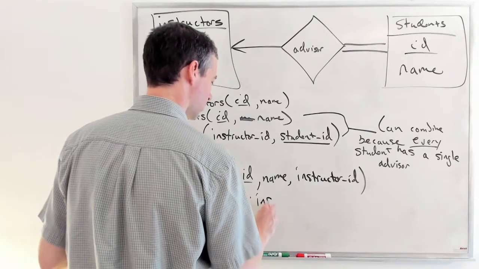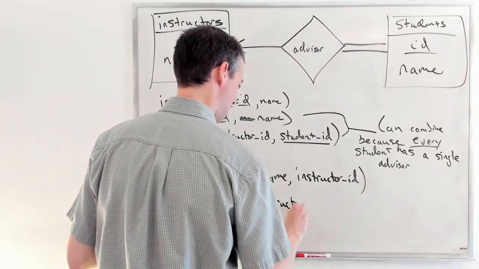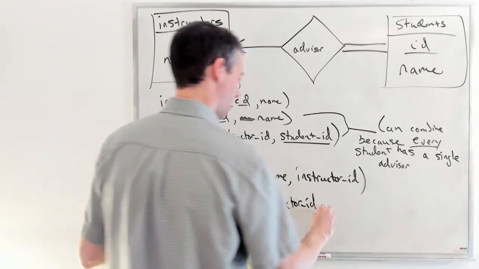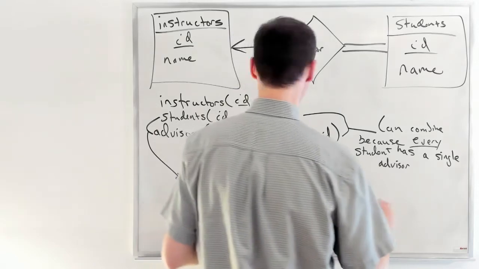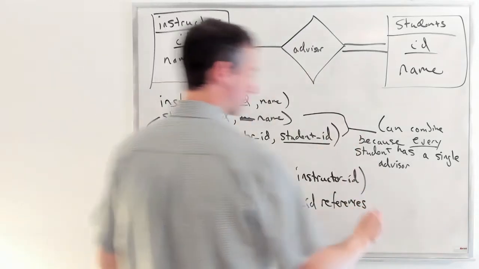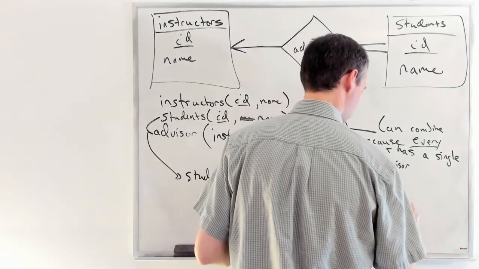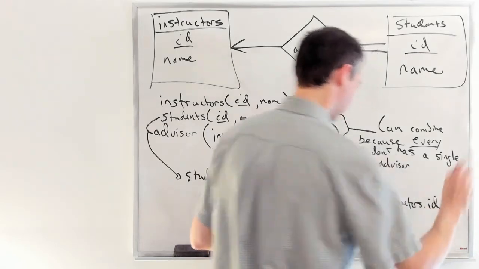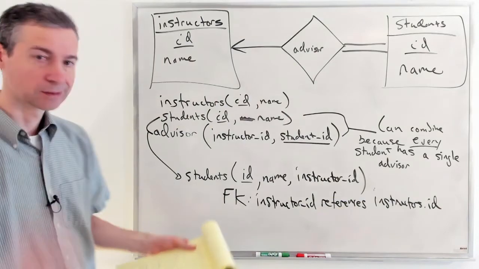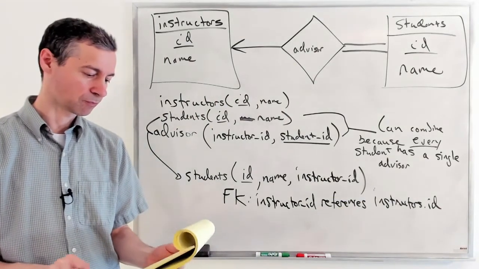So we have instructor ID references, again, we're going back to the instructors relation. So instructors.id. All right. Wonderful.